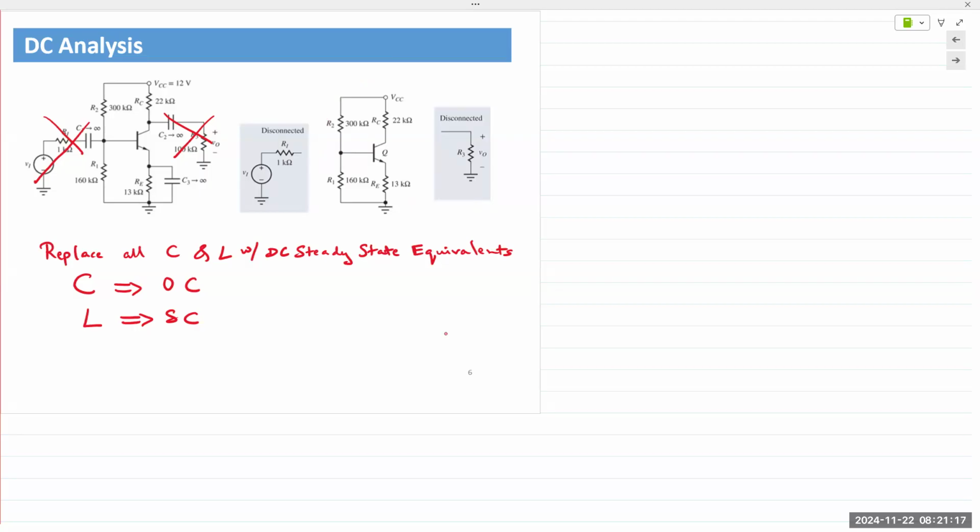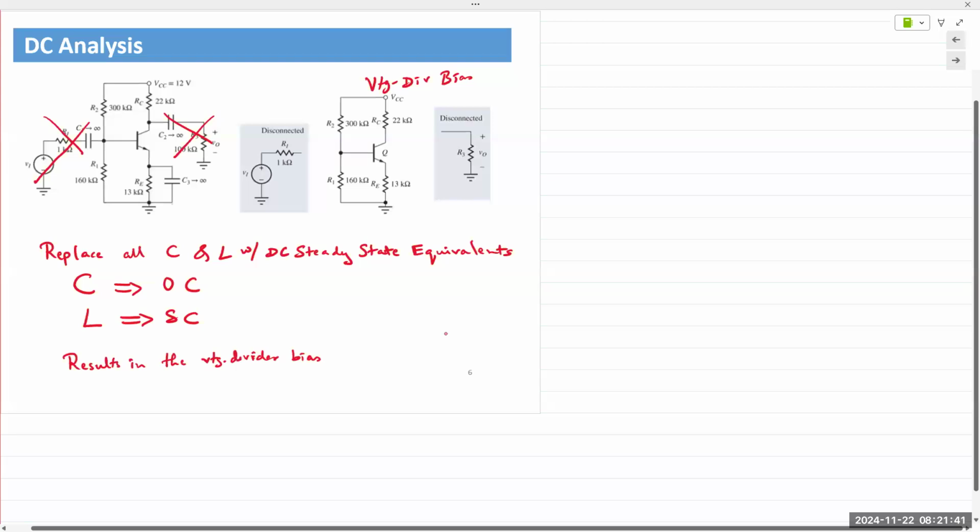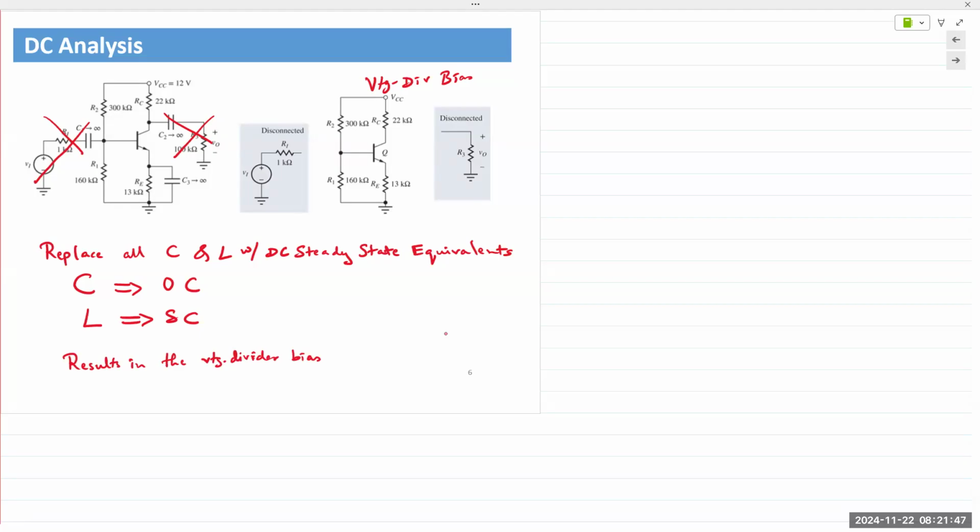So this results in a voltage divider bias circuit. Okay, voltage divider bias circuit. And so now we have separated out the AC from the DC, and we simply analyze the DC voltage sources, which is VCC.